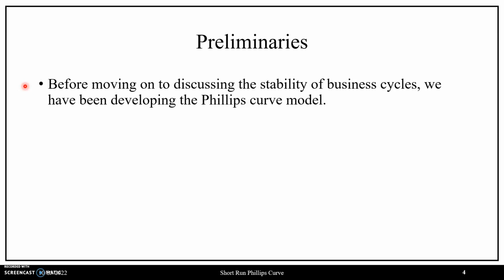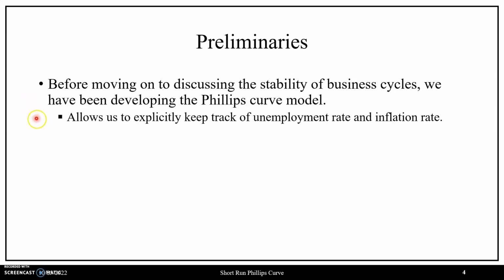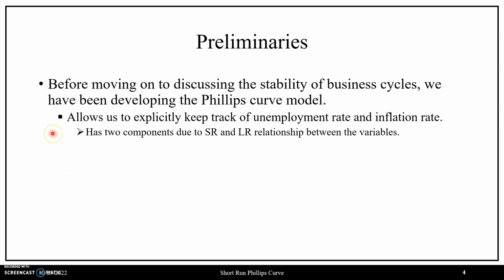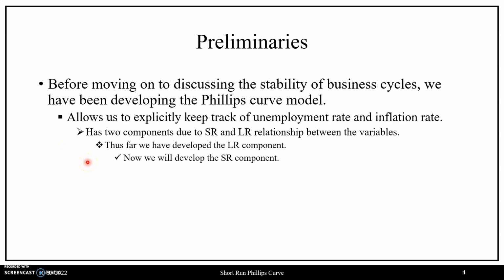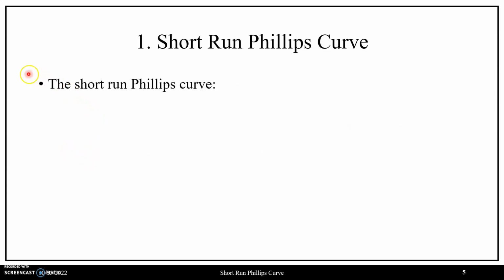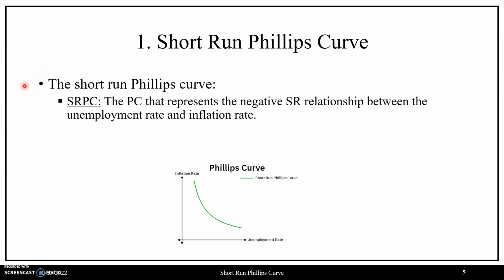With all this in mind, beginning with our preliminaries, before moving on to discussing the stability of business cycles, we have been developing the Phillips curve model, which will allow us to explicitly keep track of the unemployment rate and inflation rate in an economy. In terms of this model, it will have two components to consider, given that there's a short-run and long-run relationship between our two variables of interest. Where thus far we have developed the long-run component, now we would like to develop the short-run component, which is captured by the short-run Phillips curve, which represents the negative short-run relationship between the unemployment rate and inflation rate.